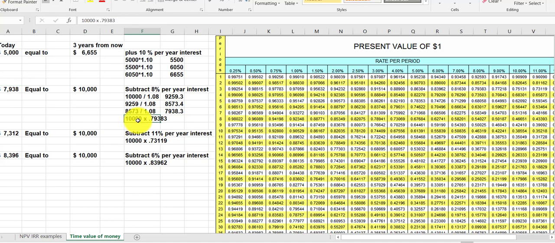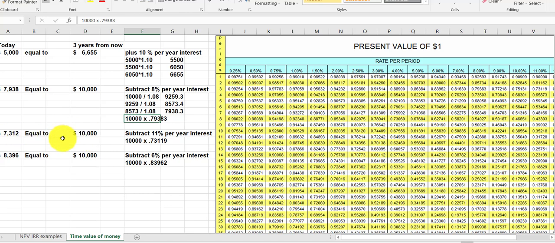Now, the shortcut using the table is to go to 8%, and how many years are we working on? 3 years, right? So there's the 3-year row and the 8% column, 0.79383. So we take the 10,000 that we're going to get in the future times that 0.79383. That gives us the same result as if we had done this 3 different times. So that's what we're doing here, the shortcut of present value.